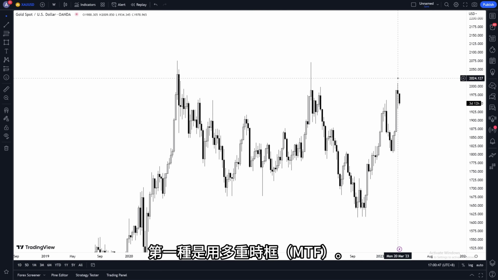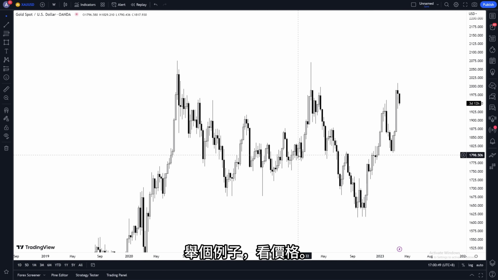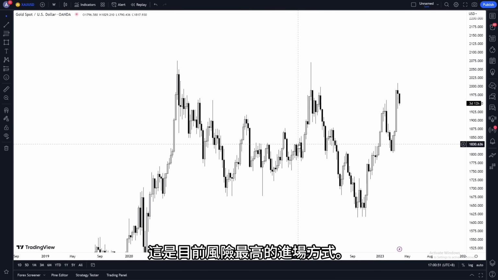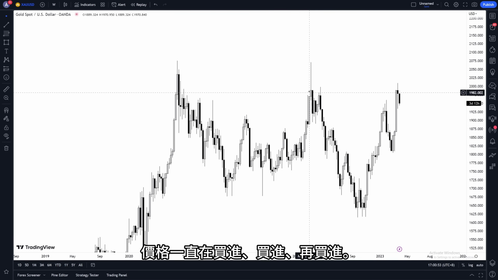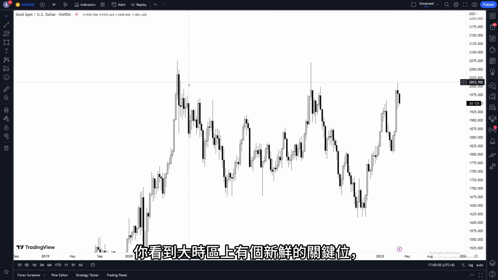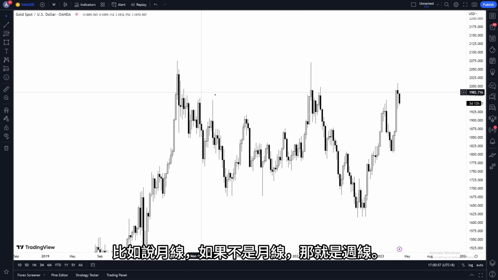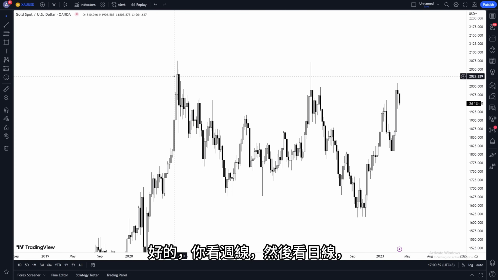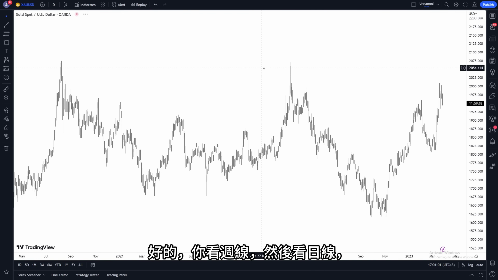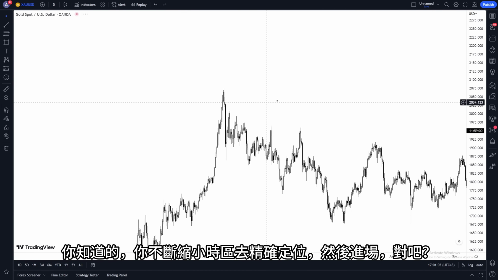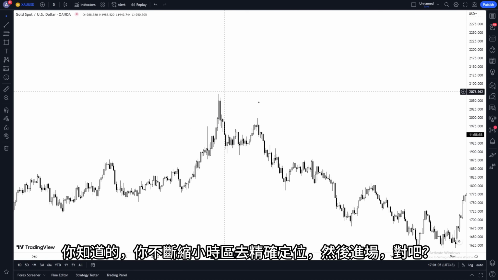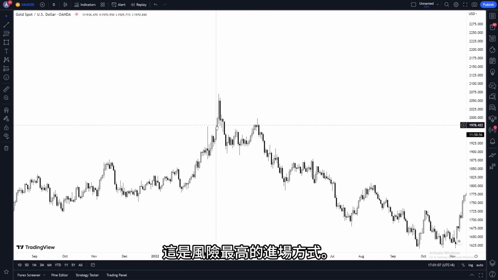The first way is using MTF. It's the highest risk way of entering. Price is just buying and buying and buying. You see that there's a fresh level on a higher time frame, so maybe monthly, if not monthly then weekly. So you go weekly and then you go daily and you just multi time frame that. You refine and refine and then you enter, right? That's the highest risk way for you to enter.